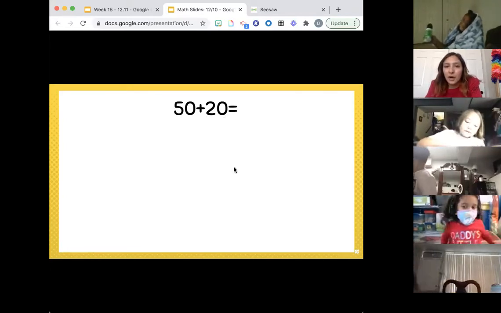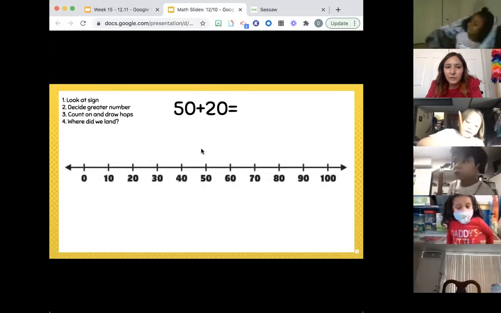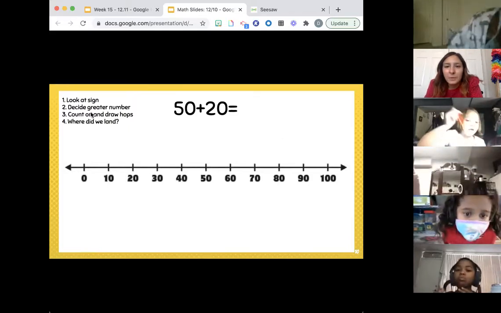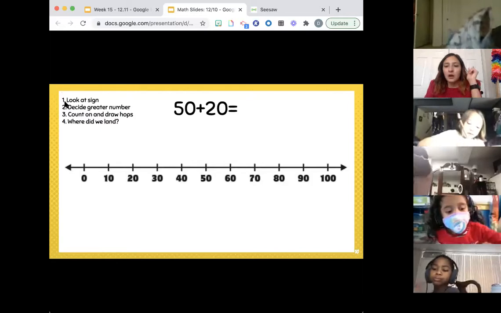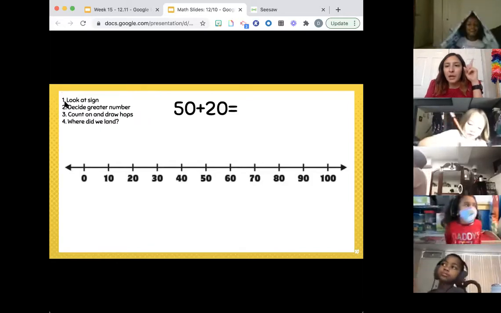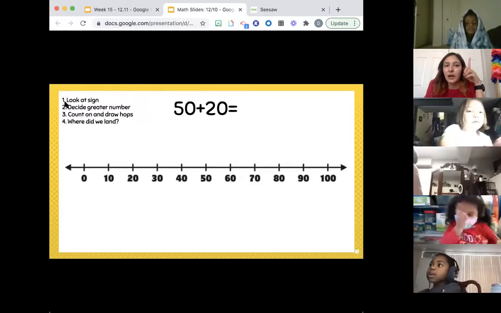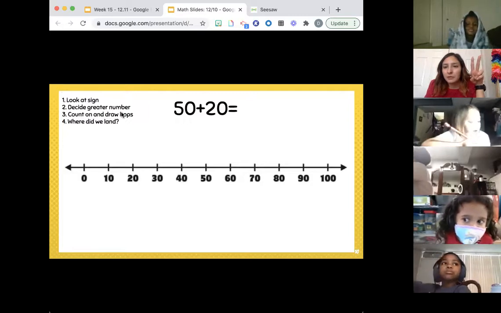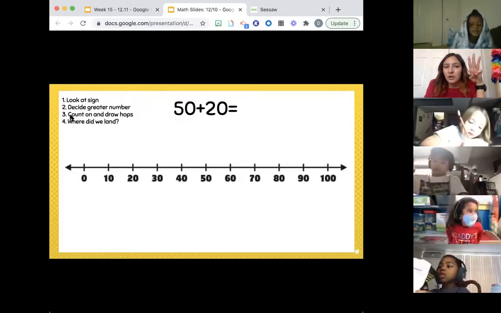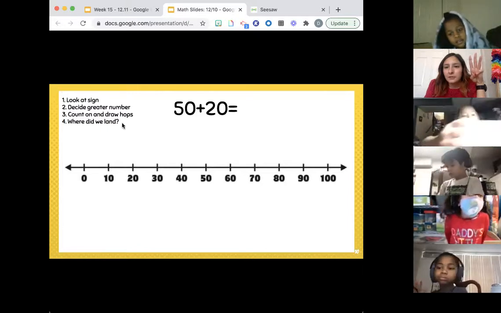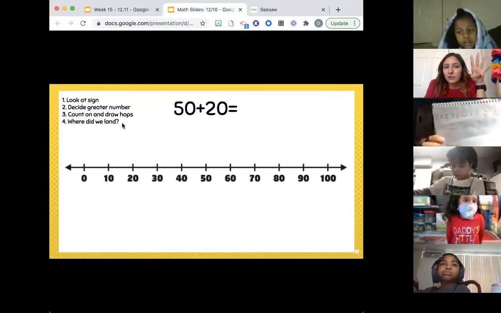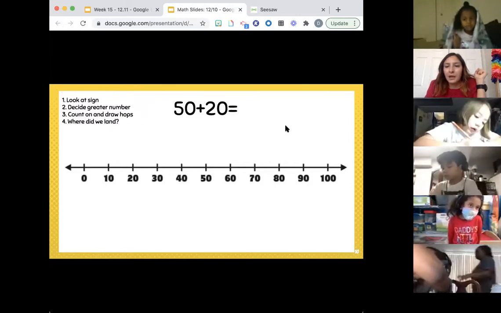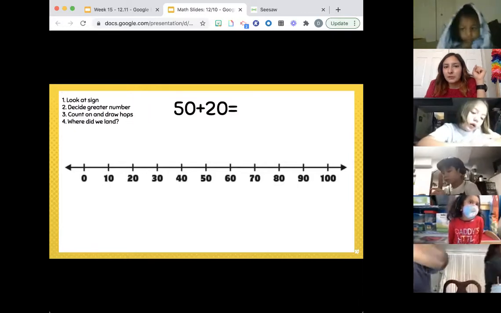So, remember that we have to go through our steps. You gotta mute, friend. We have to go through our steps, which are, I want you guys to repeat after me, okay? First, we have to look at the sign. Second, we decide the greater number. Third, we count on and draw hops. Let's see, where did we land?